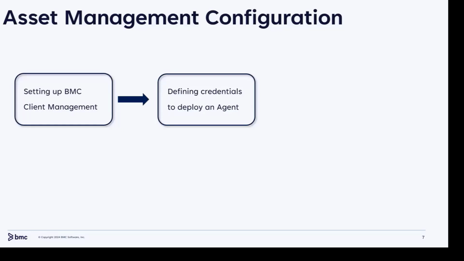Based on how you have classified your assets, you can configure multiple credentials to deploy agents. For example, if you have classified your assets based on environment, you can define different credentials to deploy agents on assets in Windows and Linux environments. You can also choose to deploy an agent automatically on the asset once the asset is discovered.